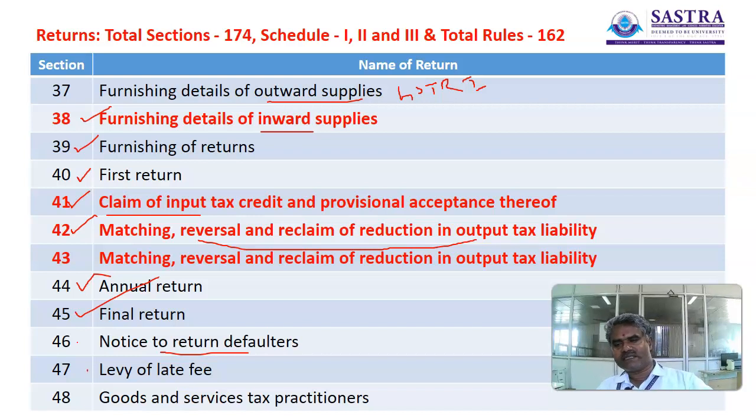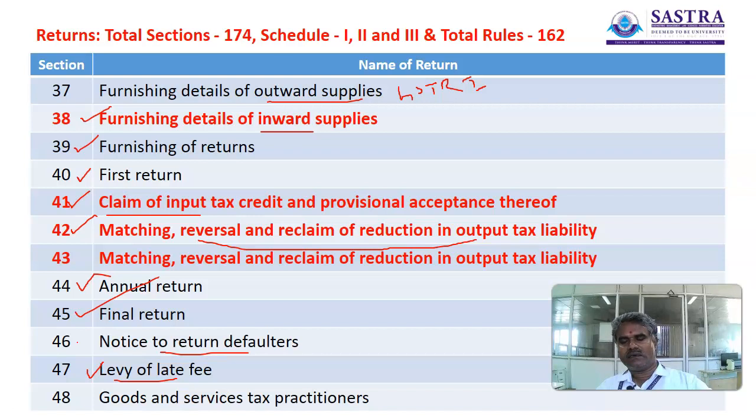Then section 47 deals with levy of late fee. Usually delay in filing is quite natural. Those who are filing returns after the due date of filing will be punished. So they have to pay a late charge, which will be charged by the proper officer.